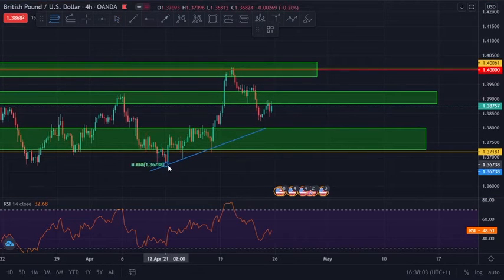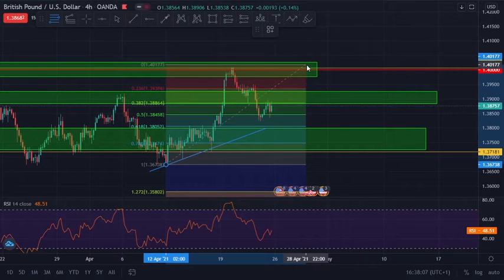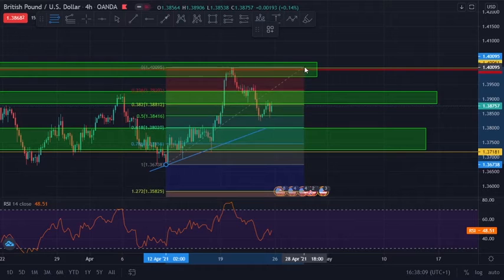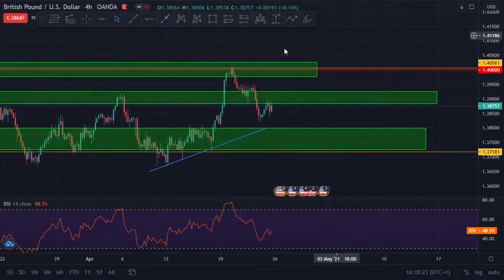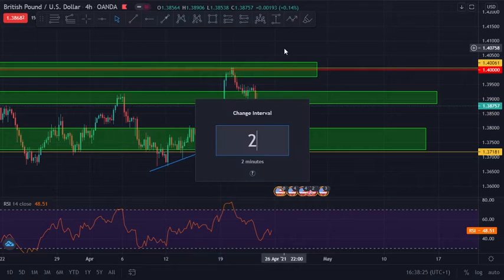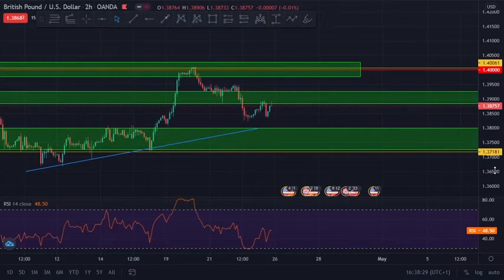Okay, now if you look at the 4-hour time frame, you can see that price bounced off the 50 to 61.8 region and is moving up. Well, what I'm expecting for the week, let me just go down to the hourly time frame. Let me go to the 2-hour and see what the 2-hour has for us.